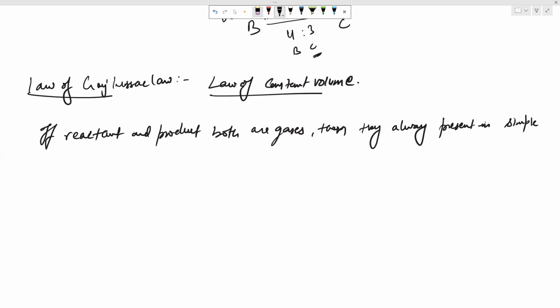The gases are always present in a simple ratio. For example, if I'm saying that N2 plus H2 gives you 2NH3, it is gas, it is gas, it is gas. If I balance this one, it will be N2 plus 3H2 gives 2NH3.